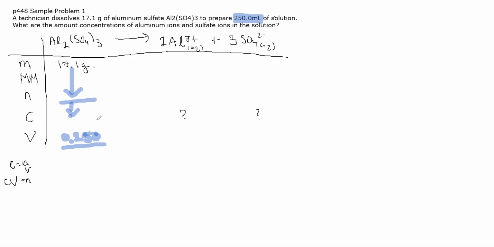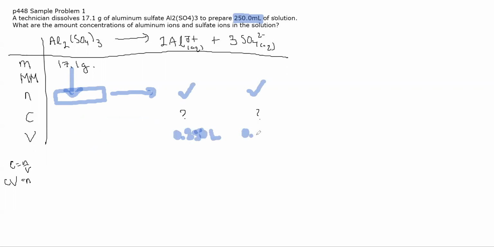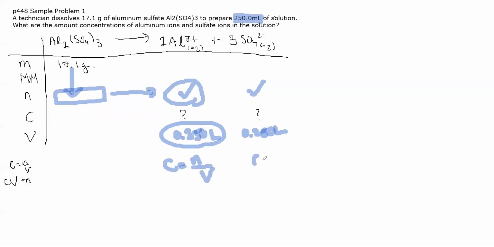So let's backtrack. Forget all that. Let's pretend you found the number of moles. If you found the number of moles by using mole ratios, you already know the number of moles of aluminum ions and the number of moles of sulfate ions. The clue from the question will tell you how many liters of solution I have, which means with the number of moles and the volume, you can find the concentration of both.